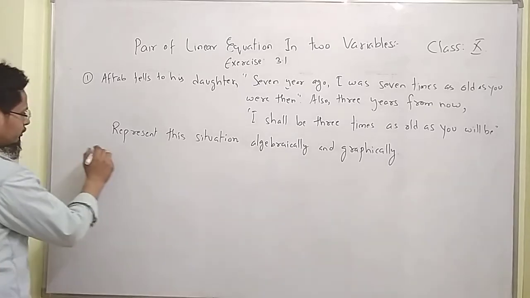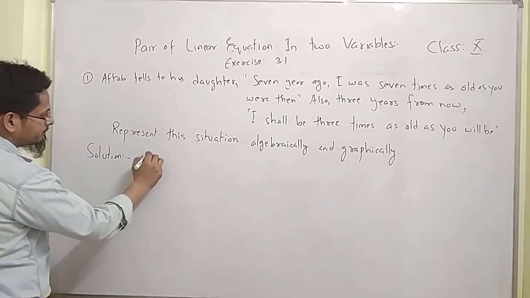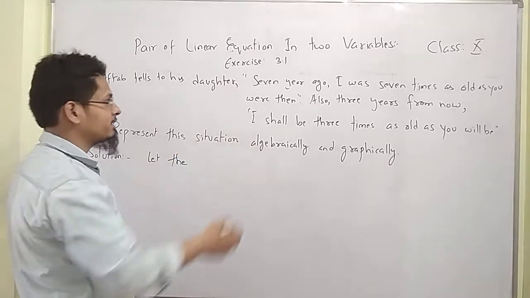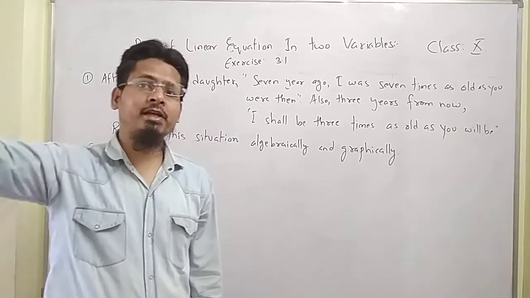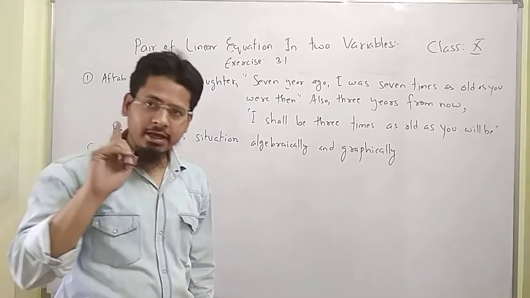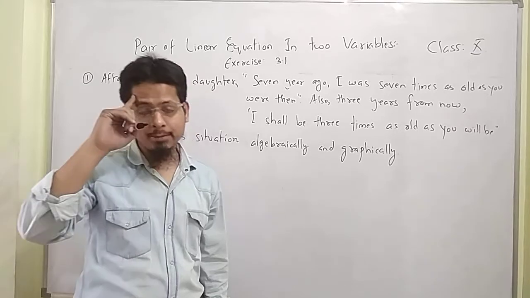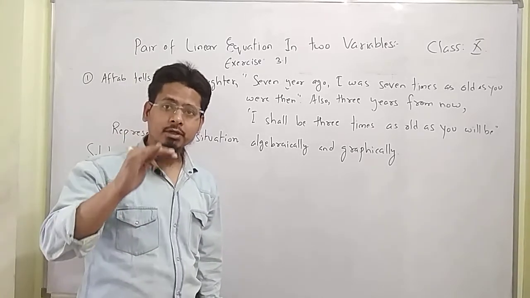So class, in the solution I will write down first, you let the present age. It is concerning about what the condition is given there. It is the condition given before 7 years and after 3 years. But in the age problem, you just keep in mind that always you take the condition from the present age.